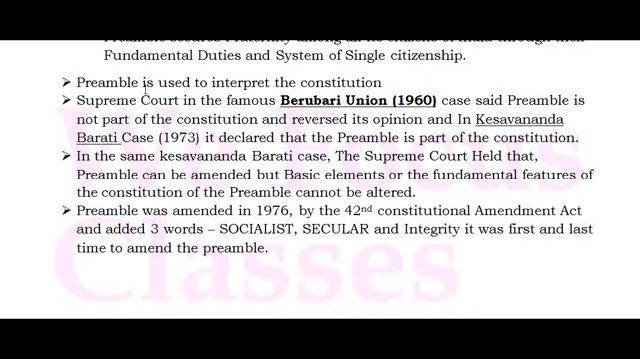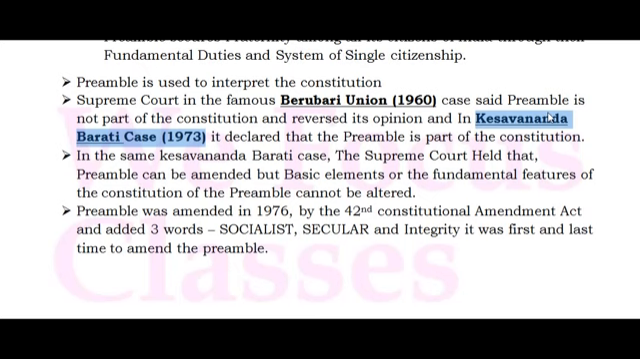Yeah, the better example for that is there was a famous case. These are the two famous cases we need to remember. One is Beru Bhari Union, and one is Kesavananda Bharati case. These are very famous, friends. We need to remember these two cases so that you will have an idea that we will refer to the preamble whenever there is an ambiguity.